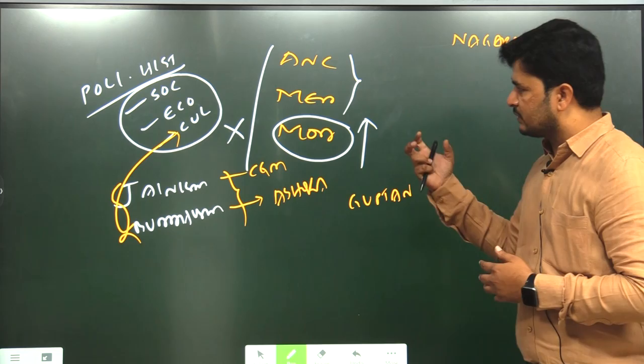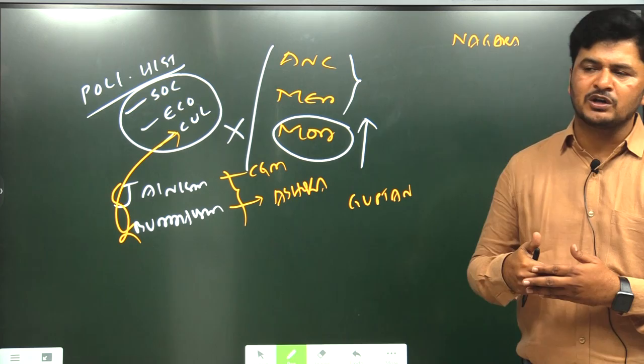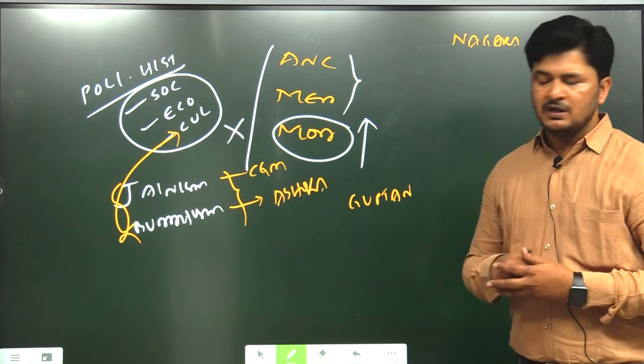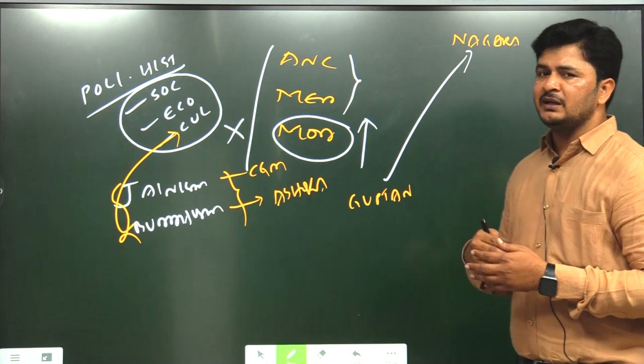My point is, without political history, it doesn't make any sense to understand socio-economic and cultural history. So, as I was telling, Guptans propagated Hindu institutions. When I say Guptans patronized Hindu institutions, they built many temples in Nagara style of architecture. We'll be going to discuss this in subsequent classes.